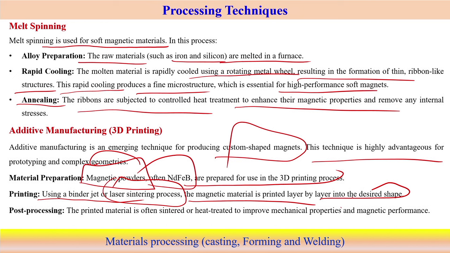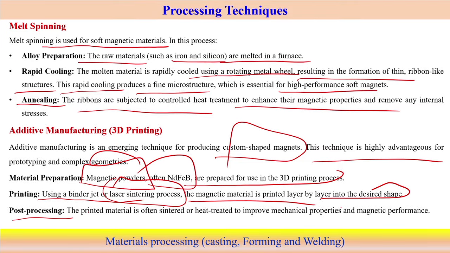Here we follow the 3D printing process with the raw material in the form of a powder. Once the powder is ready, we can follow the traditional 3D printing process to make the printed magnet, which is built through a layer by layer deposition process. Once it takes the desired shape, we then perform the post-processing techniques.